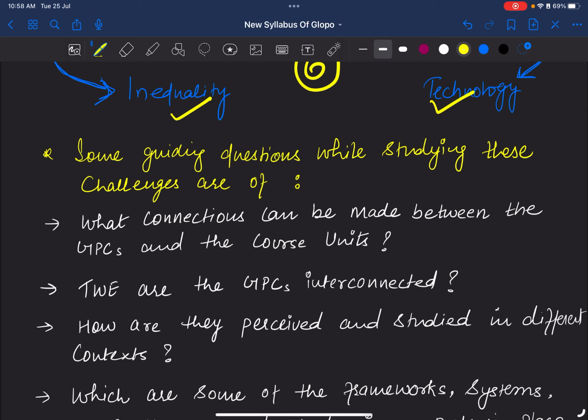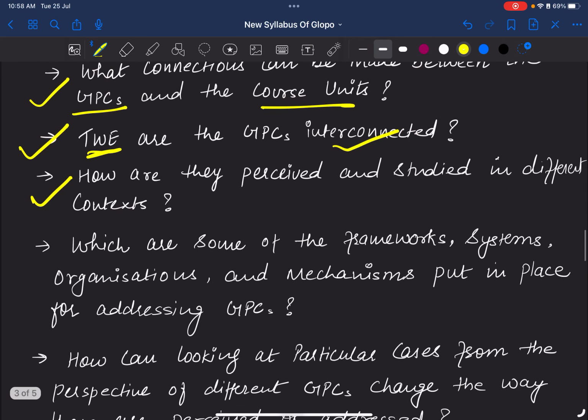What are those guiding questions? Number 1, what connections can be made between the GPCs, global political challenges, and the course unit? Okay, so the connection between the core units and GPCs. Second one, to what extent are the GPCs interconnected? All right, interconnectedness. How are they perceived and studied in different contexts? Okay, different contexts of student life, situational, where the student is studying. If a student wants to use local examples, so contextual, right?